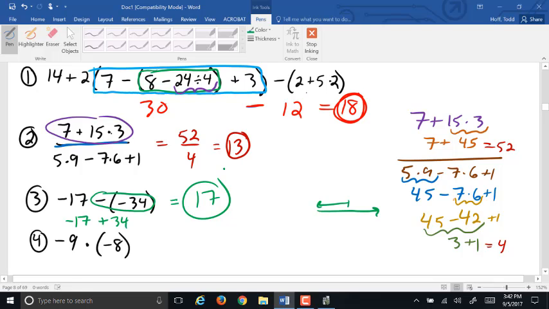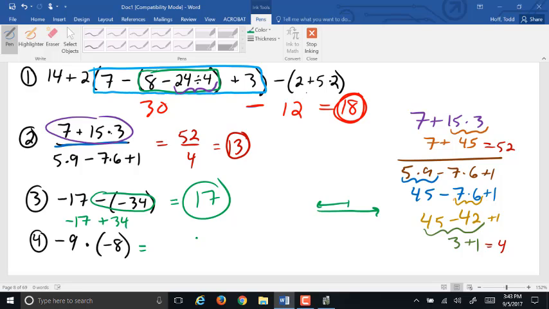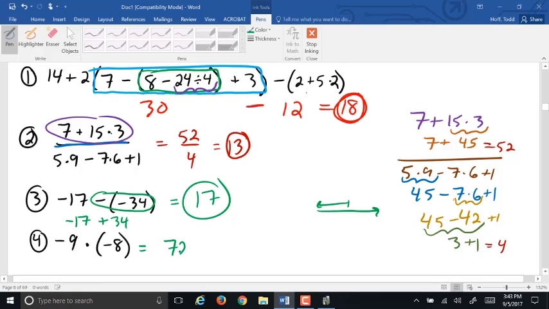For number 4, negative 9 times a negative 8. First of all, is my answer going to be positive or negative? It will be positive. A negative times a negative is always positive. When we're multiplying or dividing two numbers with the same sign, the result is positive. What is 9 times 8? 72. So negative 9 times negative 8 is just 72. Any questions on those?